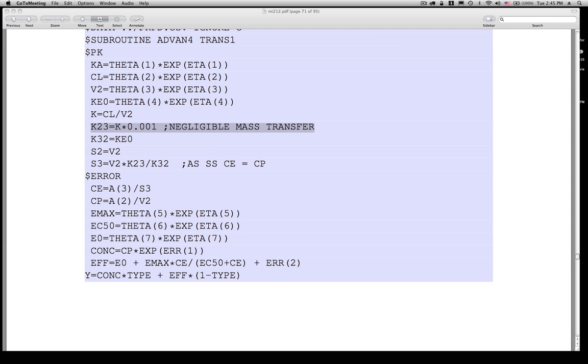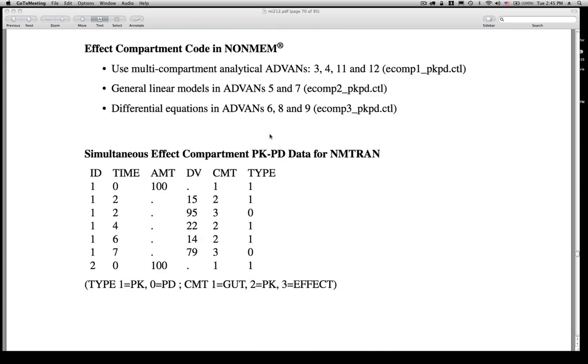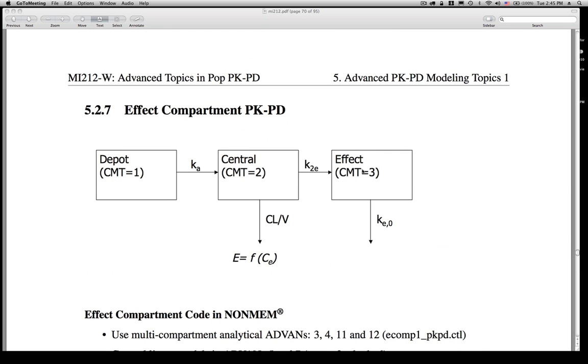Another question. Instead of making K23 negligibly small, can I make V3 very small to keep the mass transfer negligible? No, that's not going to work. Because if you make this peripheral compartment small, or the effect compartment very small, it doesn't mean that the rate constant is going to be artificially small. All that might do is give you very high concentrations in the effect compartment. Now you really have to clamp down on this transfer here and make this negligible.